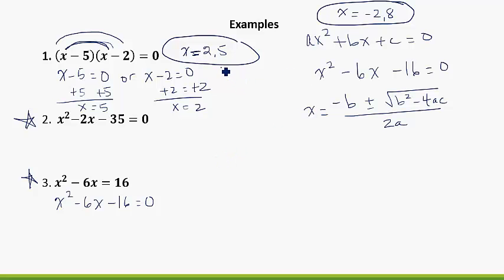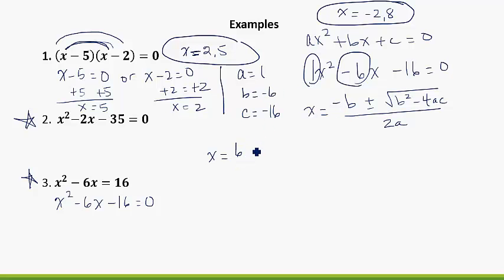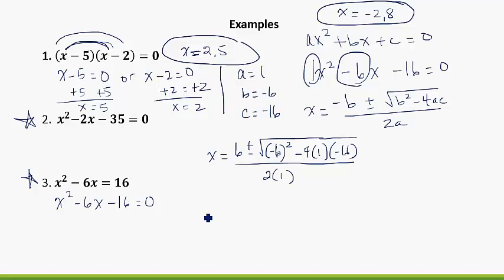Alright, so let's just remind ourselves, a in this problem is 1 because my leading coefficient is 1. B is negative 6. And c, your constant value, is negative 16. Alright, so x is equal to the opposite of b. b is a negative 6, so it's going to be a positive 6. Plus or minus the square root, b squared, so that's going to be a negative 6 squared. I'm going to put that in parentheses so I can remember that I'm squaring the negative. Minus 4 times a times negative 16. And all of that is over 2 times a, which is 1.